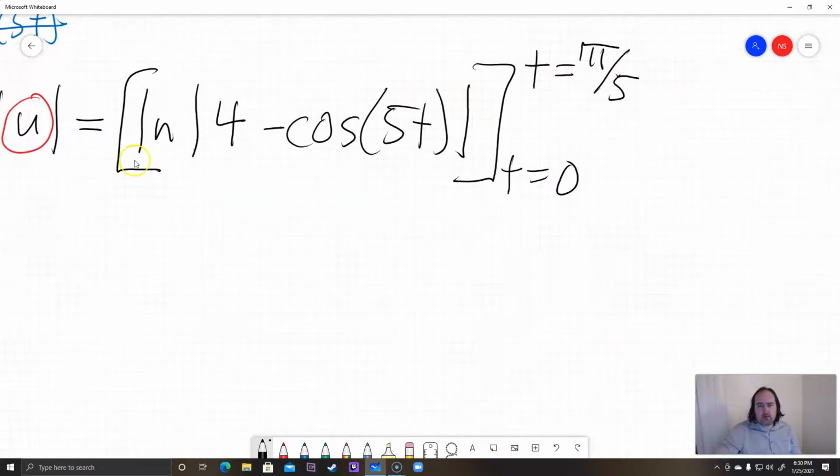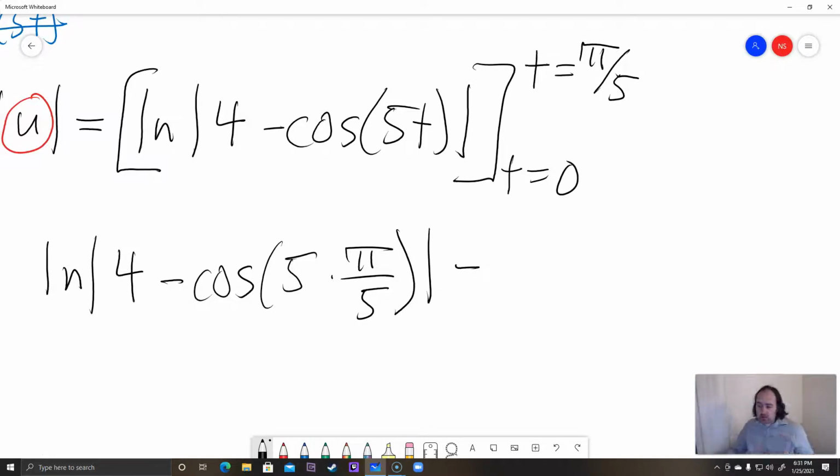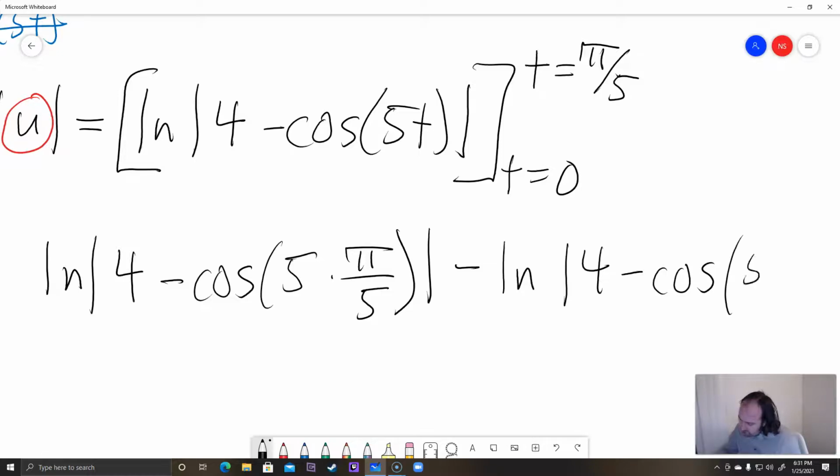So this one's going to be a little bit more complicated to simplify, but we're going to go ahead and plug in. So we have ln of absolute value of 4 minus cosine of 5 times pi over 5. That's plugging in the top number. And then we subtract the entire function evaluated at the bottom number. So it's going to be minus ln of absolute value of 4 minus cosine of 5 times 0.